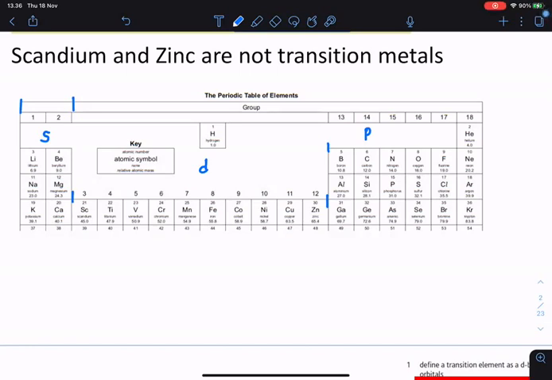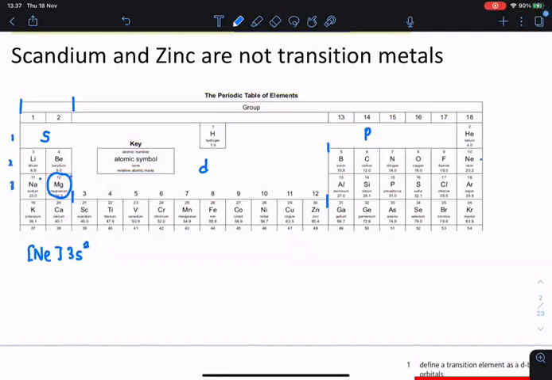For example, if I want to write down the electronic configuration of magnesium in simple form, it's supposed to be neon, then 3s2. That is the way to write it.